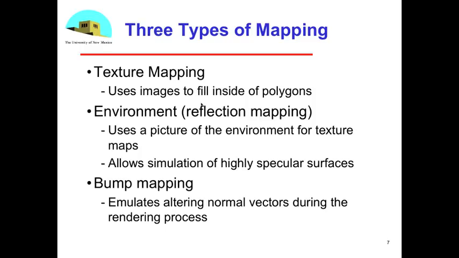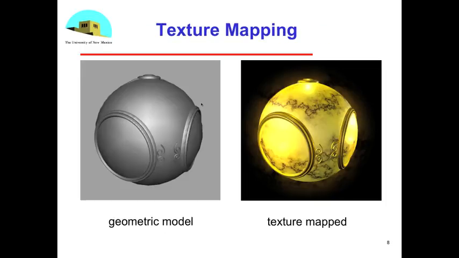So here's a few pictures of what we're talking about. Here's a simple geometric model, and up until now, this is about the best we could do. We could model it with a bunch of polygons, and we could shade it. You see a specular highlight here. There's some diffuse shading also going on there, but that's about the best we could do.